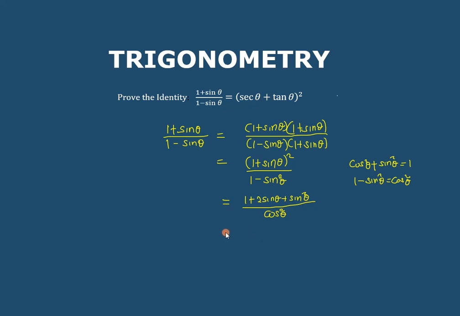Now I'm going to divide each term by cos squared. So 1 divided by cos squared theta, I get sec squared theta. Then 2 sine theta divided by cos squared theta.